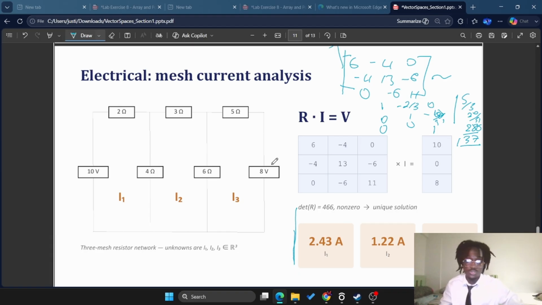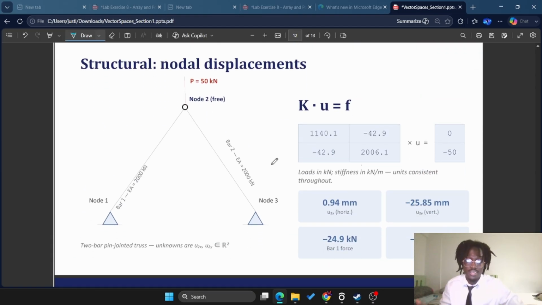Next, we're going to show you nodal displacement. For nodal displacement, we have Ku = F. K stands for the stiffness, U stands for the displacement, and F stands for the force. So I look for the displacement U. Because we only have a 2 by 2 here, we can just say U is equal to K inverse times F.